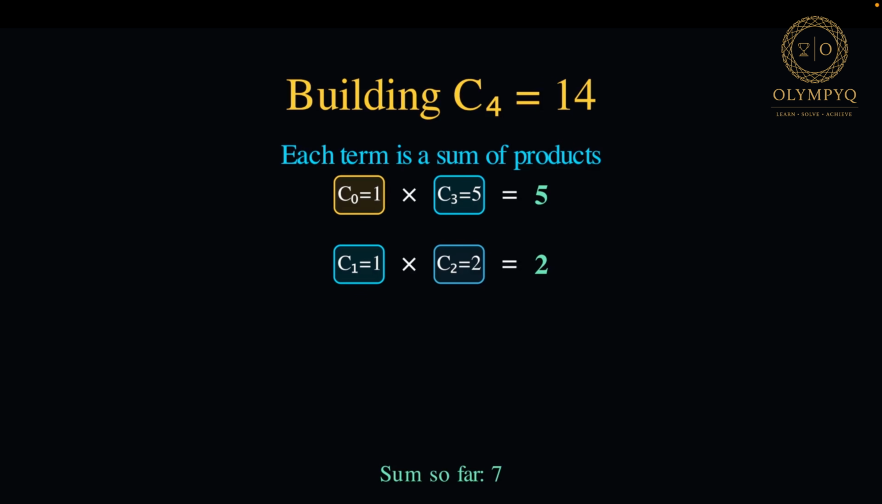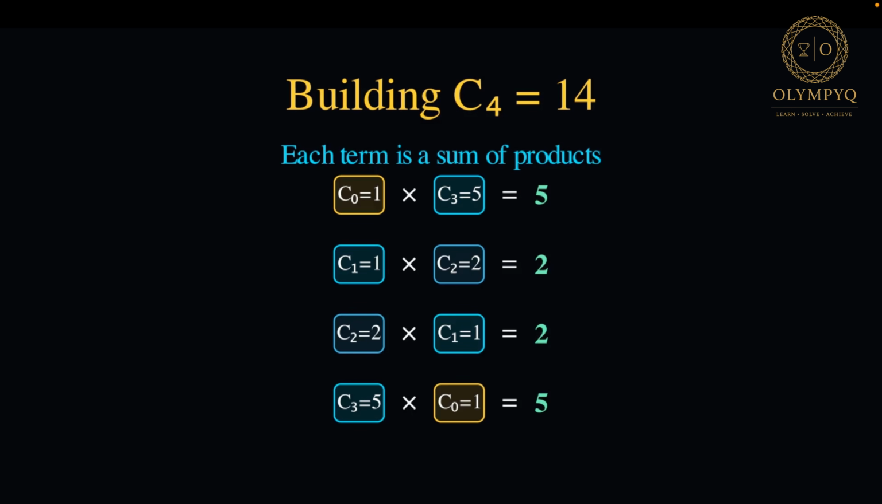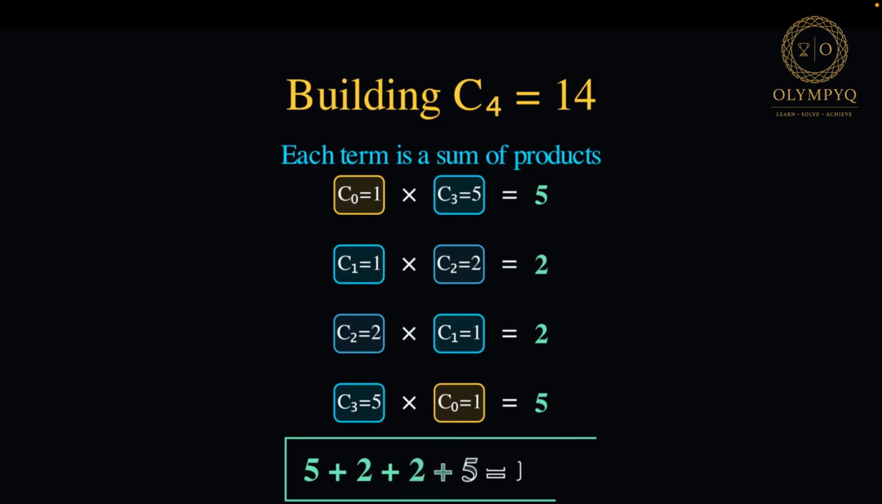Similarly, C1 is 1 and C2 is 2, so that gives us 2, and the sum so far is 7. Similarly, C2 is 2 and C1 is 1, so the product is again 2 and the sum so far is 9. Moving on, C3 is 5 and C0 is 1, so that gives us 5, which makes the sum equal to 14, and which is the building block for C4.